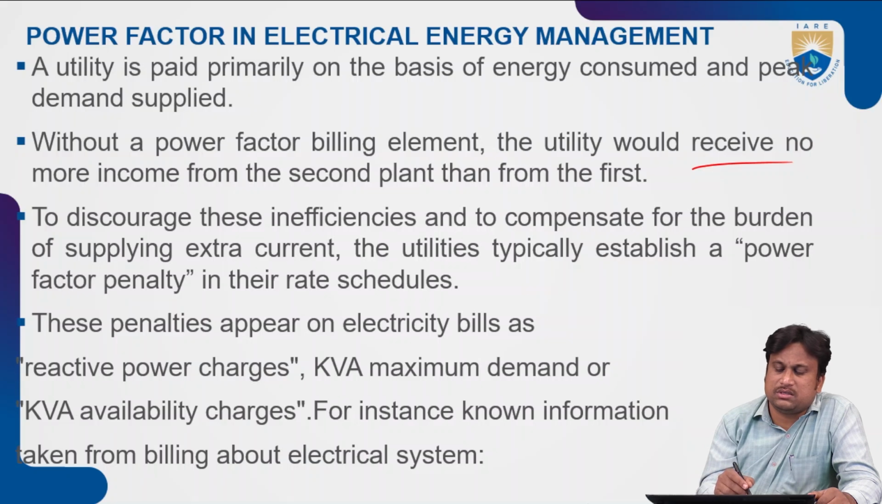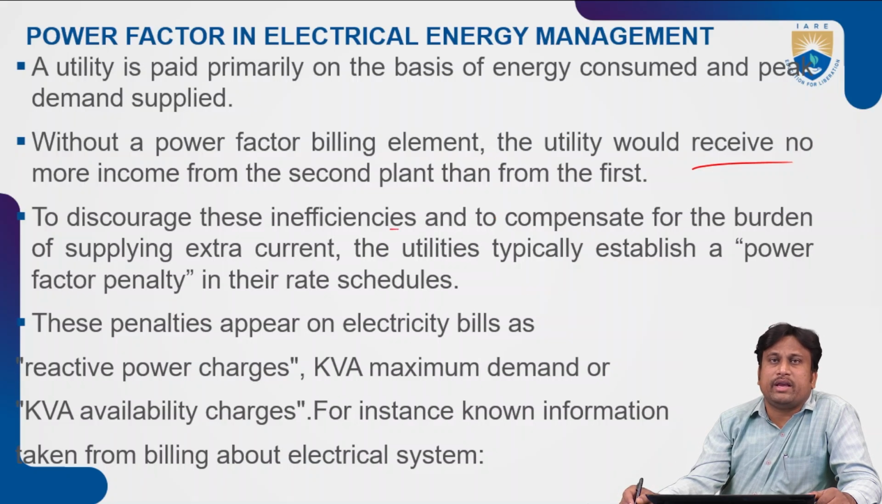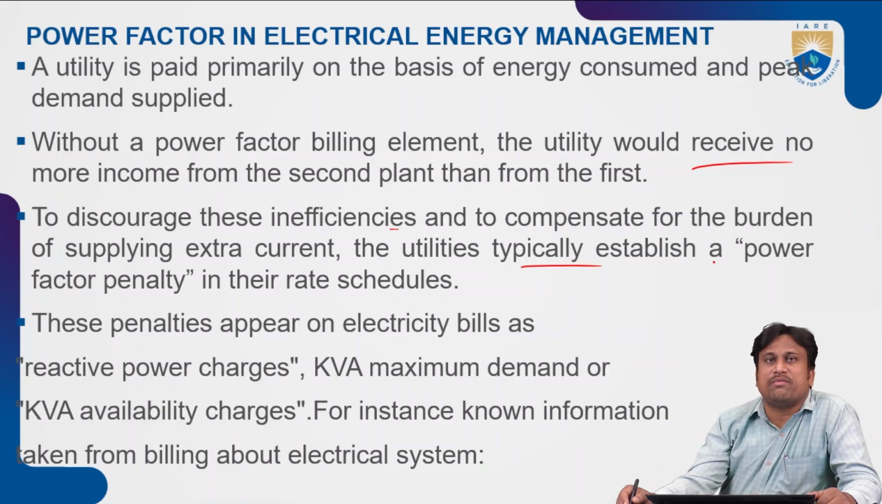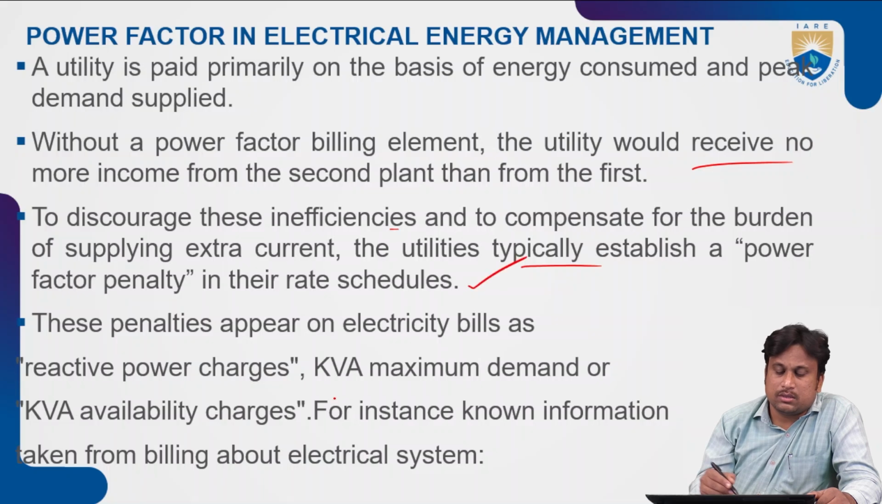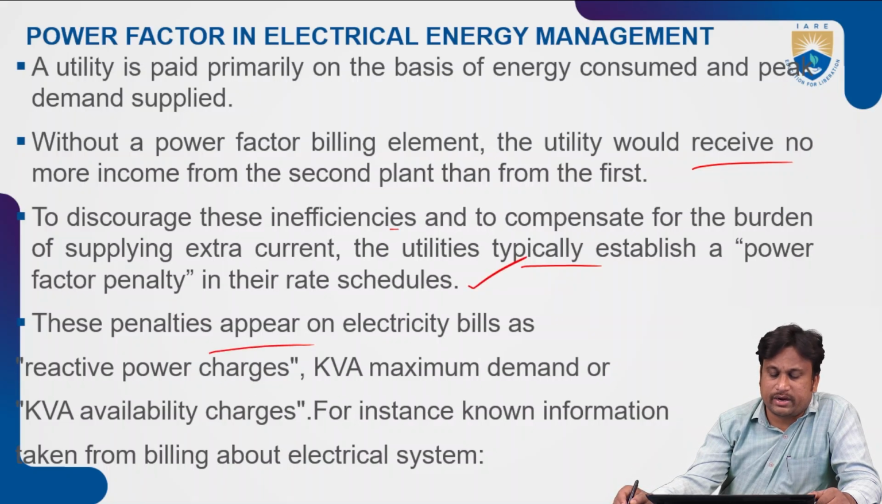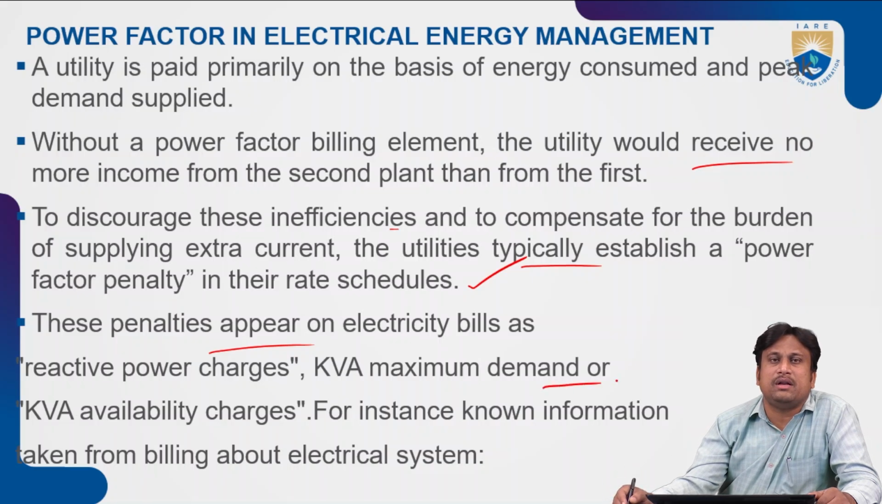So to discourage these inefficiencies and to compensate for the burden of supplying extra current, utilities usually establish a power factor penalty. So the power factor penalty will be treated in the utility's rate schedules. These penalties may appear on electricity bills as reactive power charges, considered in terms of kVA maximum demand, or kVA availability charges. So these charges must be considered.